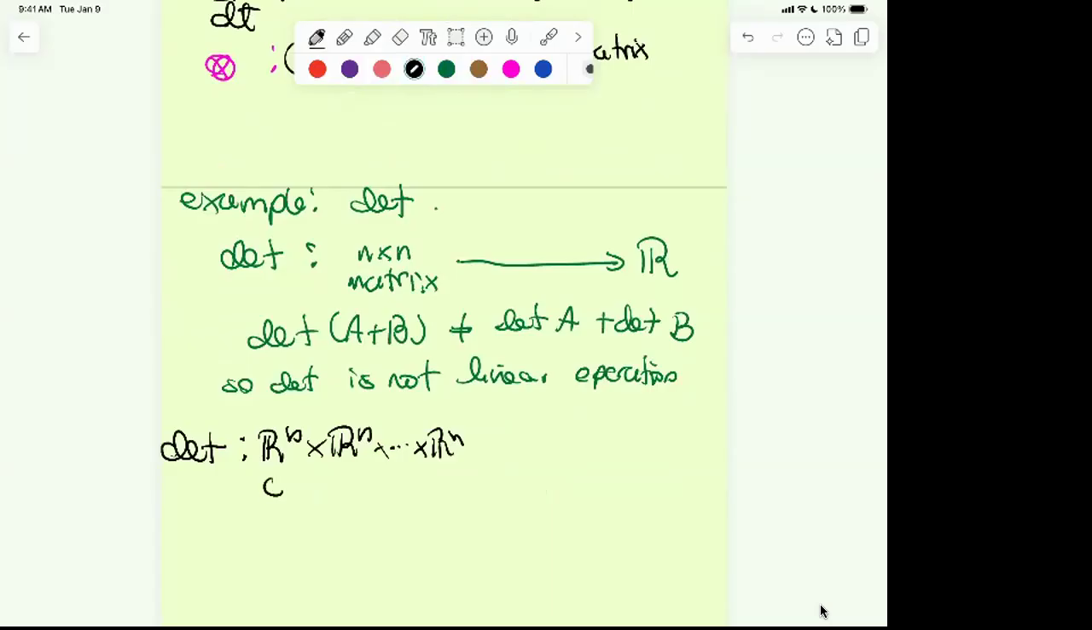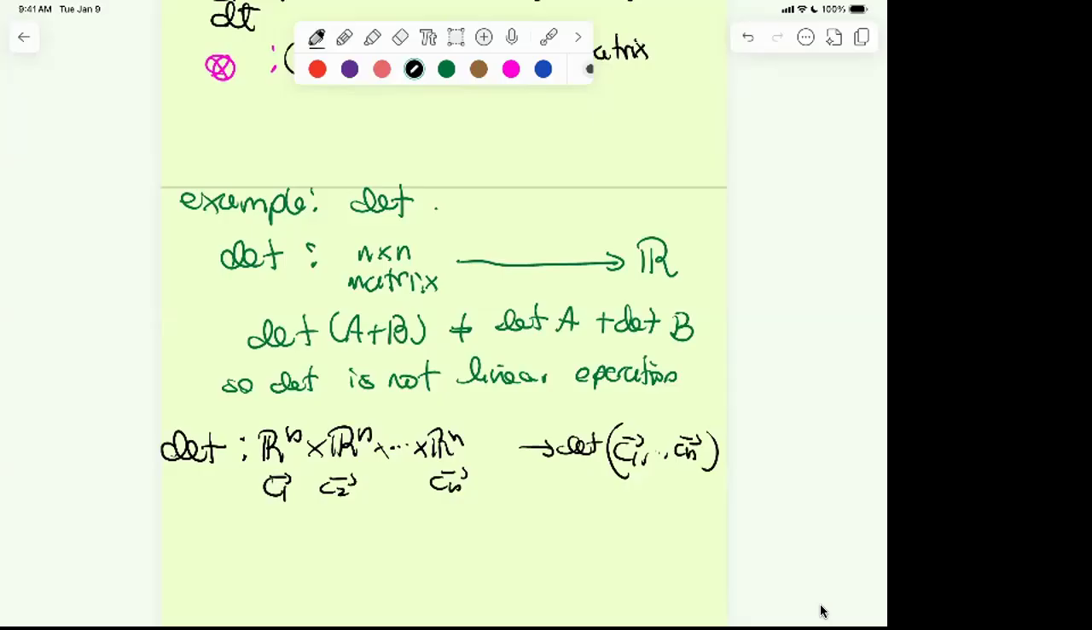So I'll call them column vector 1, column vector 2, column vector n, right? And then it produces the determinant of the matrix that you get by stacking all the column vectors into a matrix. Then, if you remember the properties of the determinant, it is multilinear in this sense, right?